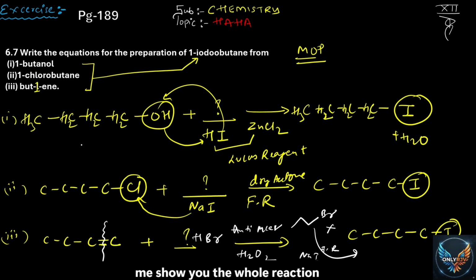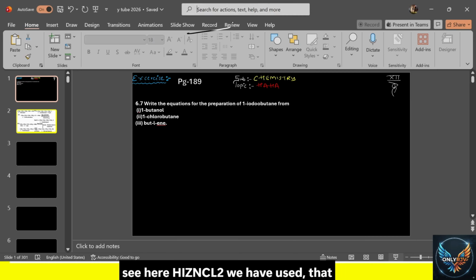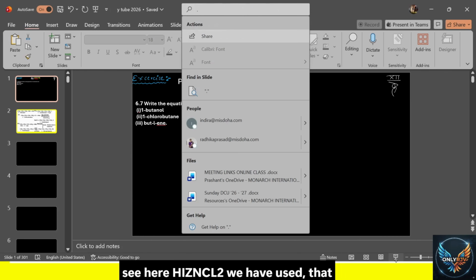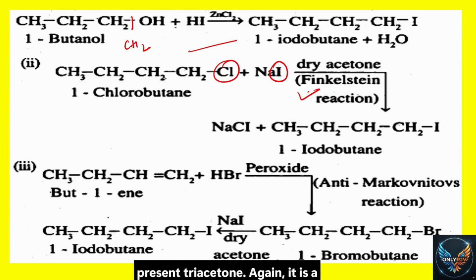Let me show you the whole reaction systematically, how you will write it in the exam. So if you see, this is 1-butanol, here one CH2 is extra needed. They have not written it. We have to look at the answers properly. CH3, CH2, CH2, CH2OH. So if you see here, HI and ZnCl2 we have used. That means it is Lucas reagent. Okay. So 1-iodobutane. Next, 1-chlorobutane, chlorine is replaced with iodine in presence of dry acetone. Again, it is a Finkelstein reaction.